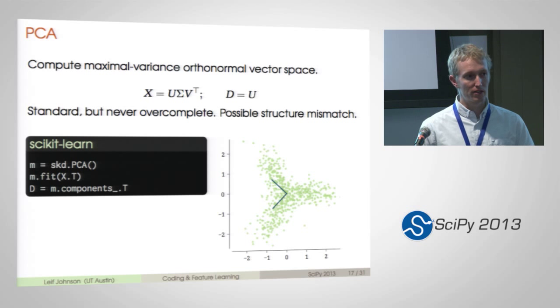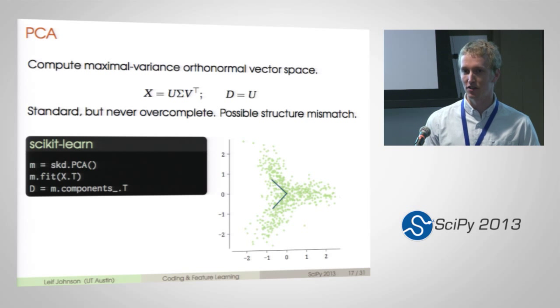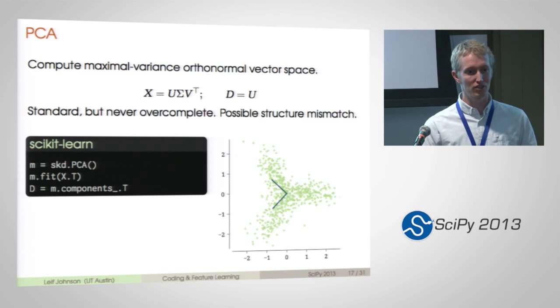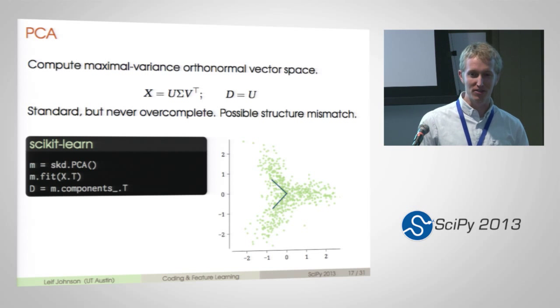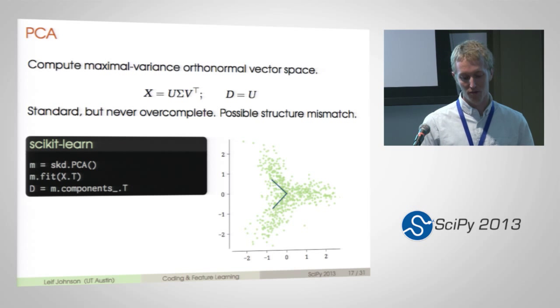And also, because PCA makes some assumptions about your data, there might be a structure mismatch. In particular, the data that I've created randomly actually have 3 principal axes. And so PCA fails to find those. It treats your data as this blob, and it might be better treated in another way.